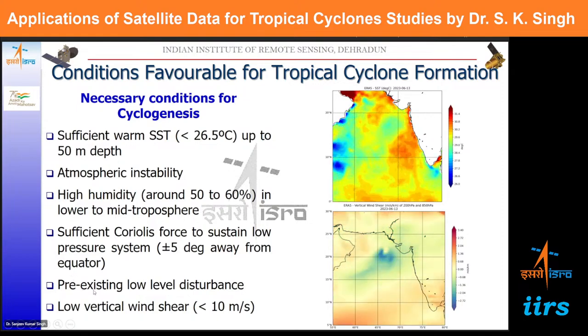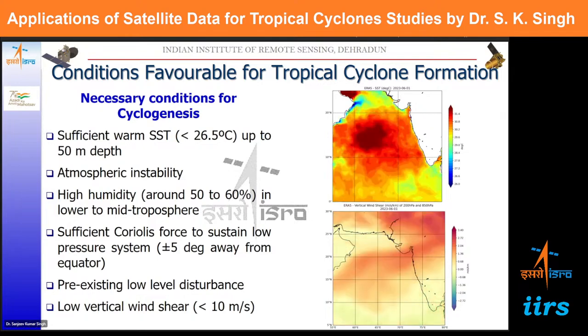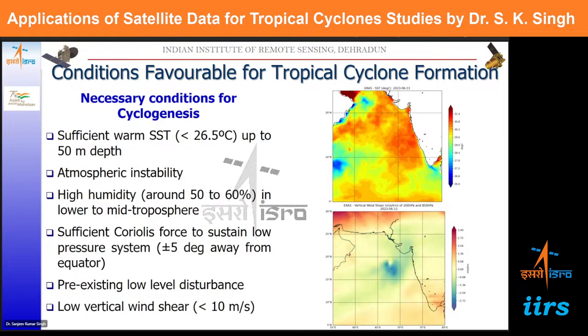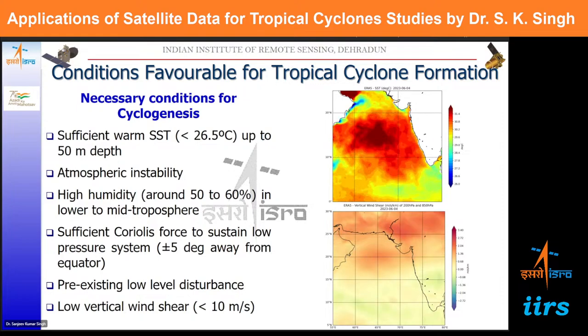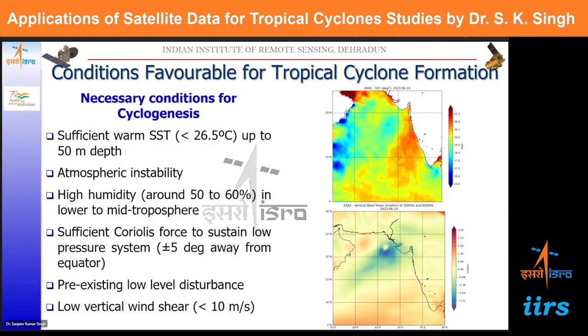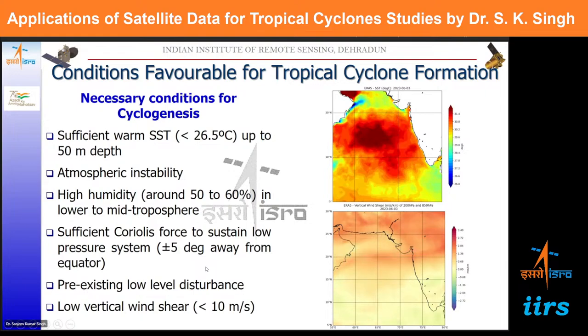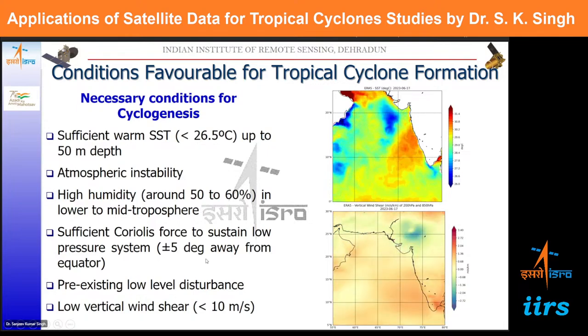Another criterion is a pre-existing low-level disturbance. So there should already be some low-level disturbance. If you look at the equator, there will be the intertropical convergence zone, where air masses of different temperatures exist. If the ITCZ is further from the equator, it will produce some thunderstorm activity, and that is mainly the seed of the tropical cyclone.